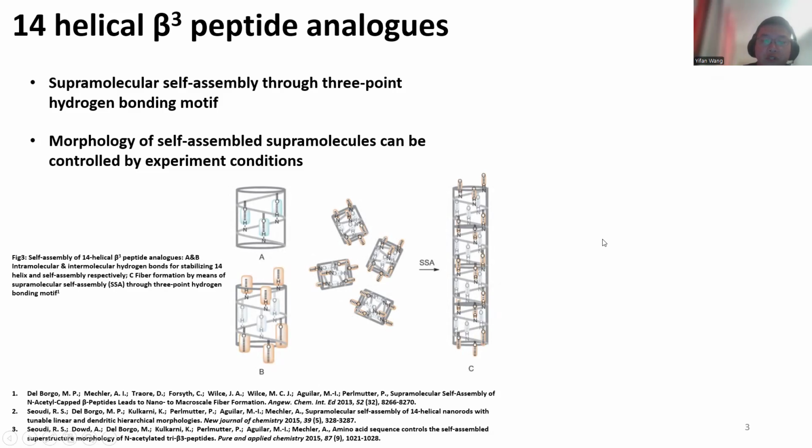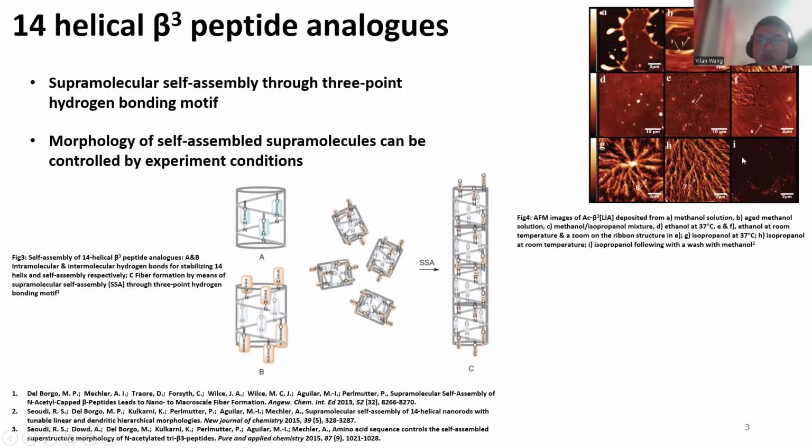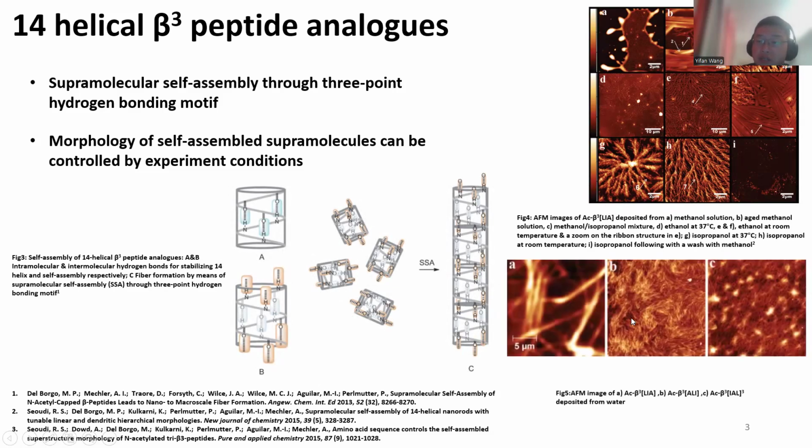The fiber morphology is sensitive to experimental conditions. Structure varies due to the change in solvent and temperature, displayed in Figure 4, and in Figure 5 you can see the change in sequence order also shifts the fiber morphology significantly.